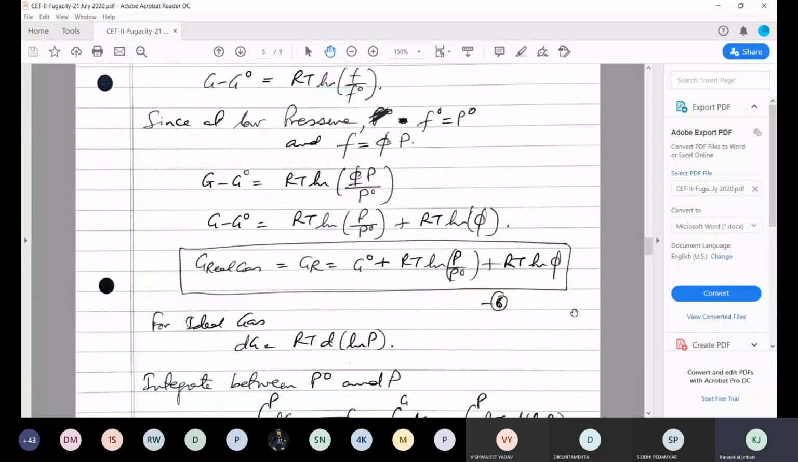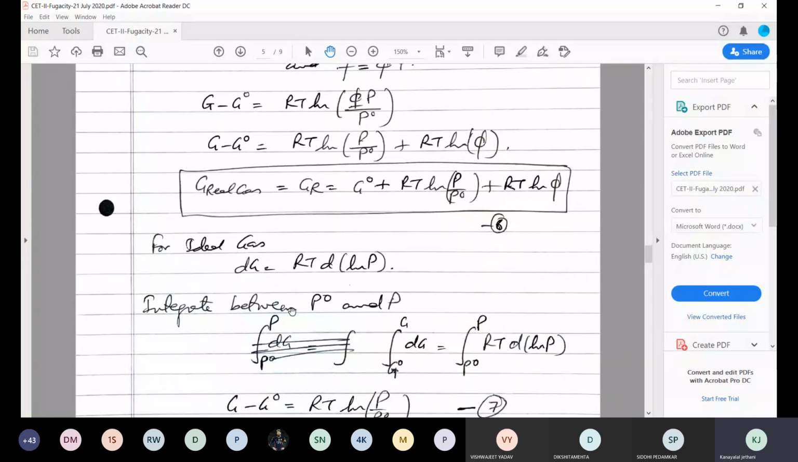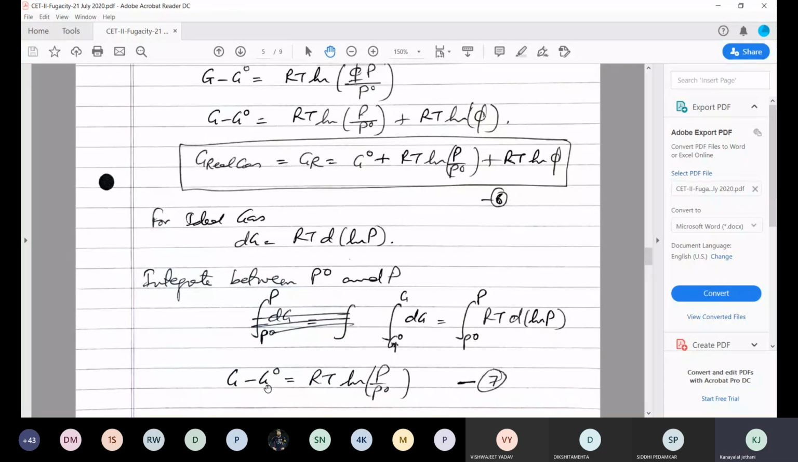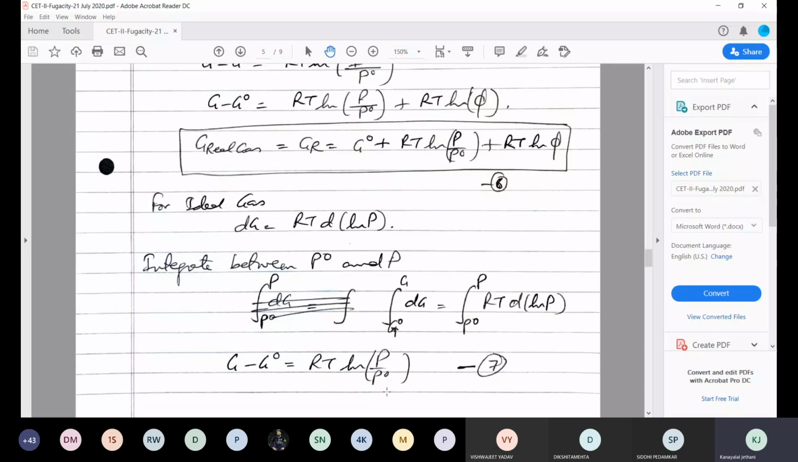So now if we take dG for ideal gas is equal to RT d ln P. If we again integrate from P0 to P, what we'll get is G minus G0 is equal to RT ln P by P0. ठीक है, समझ में आया इक्वेशन 6 और 7? सर आया अभी समझ में. समझा कि इक्वेशन 6 और 7?